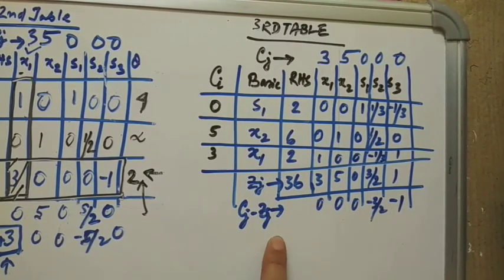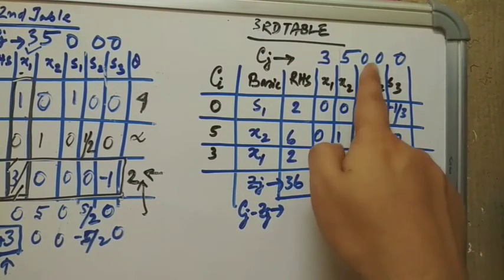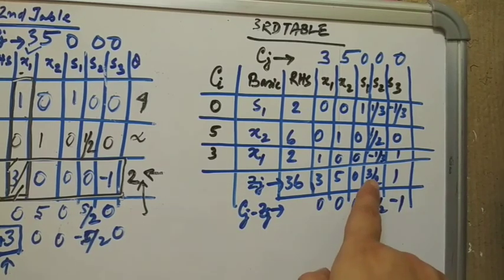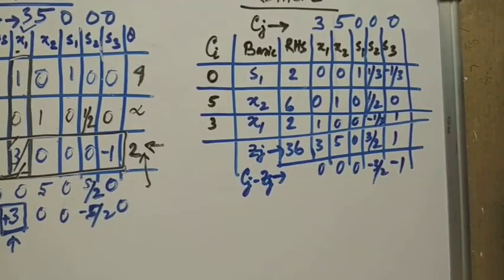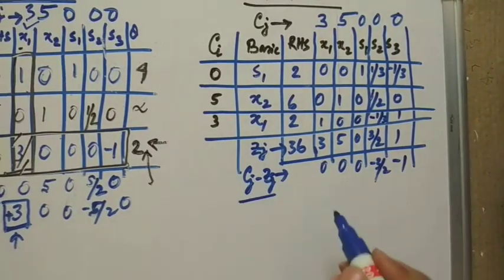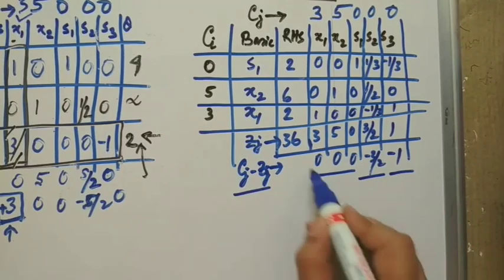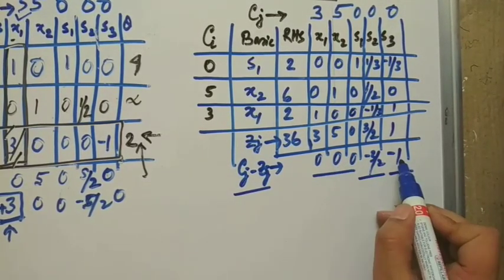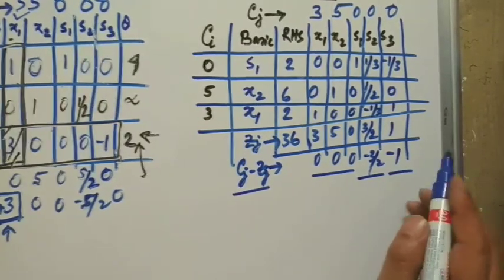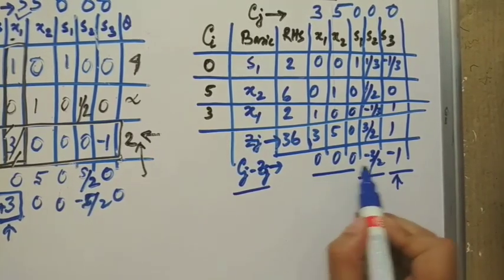Now Cj minus Zj value. Cj, look, 3 3 5 5, so these two comes 0 0, and 3 by 2, so 0 minus 3 by 2 gives you minus 3 by 2, 0 minus 1 gives you minus 1. Now look, what I was telling earlier, that when all the values of Cj minus Zj row come either 0 or negative, that means we are now in an optimal condition. Okay, so these all are either 0 or negative.